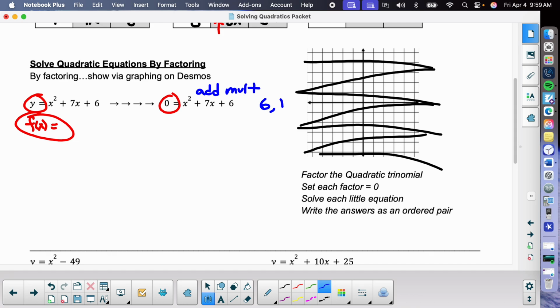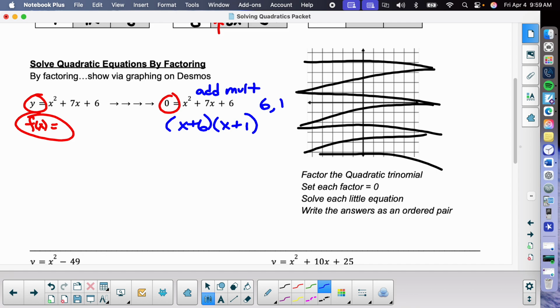Does anybody here remember the quick way to factor instead of using the boxes? Because I feel like I should do at least one example with that. Did you guys all use the boxes to factor then? So how do I write the factors without using the boxes? That's the quick way. So what would be the answer? x plus 6, and then x plus 1. Perfect.